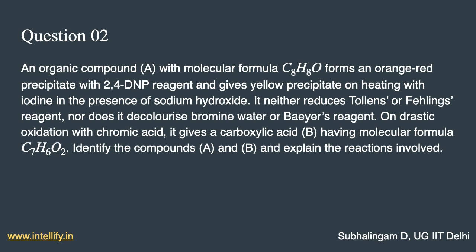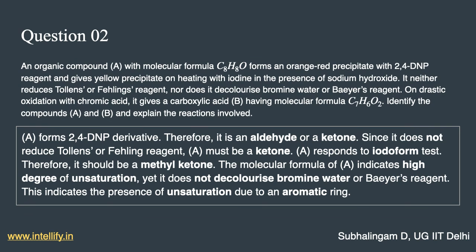Okay, let's discuss the solution. A forms a 2,4-DNP derivative, therefore it is an aldehyde or ketone. Since it does not reduce Tollens' or Fehling's reagent, A must be a ketone. A responds to the iodoform test, therefore it should be a methyl ketone. The molecular formula of A indicates a high degree of unsaturation, yet it does not decolorize bromine water or Baeyer's reagent. This indicates the presence of unsaturation due to an aromatic ring.